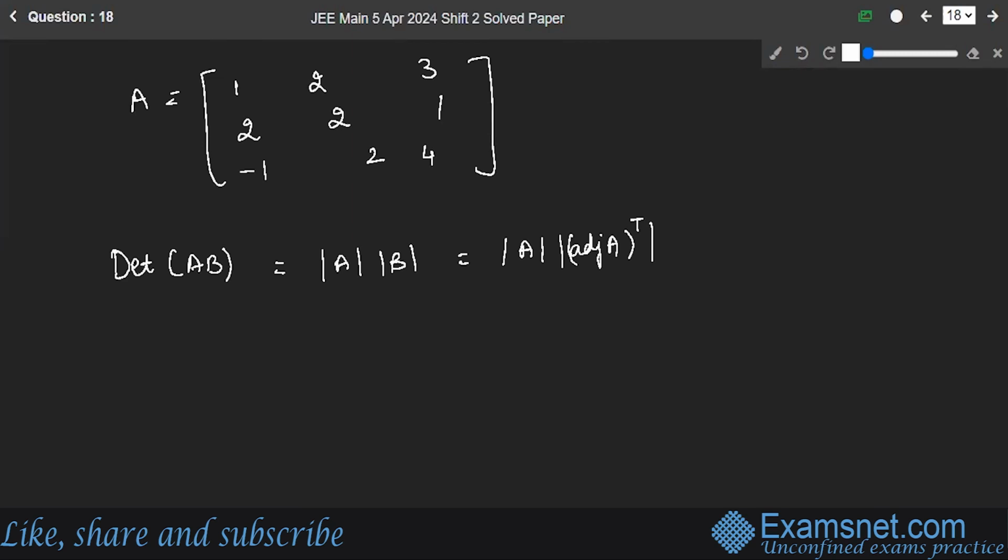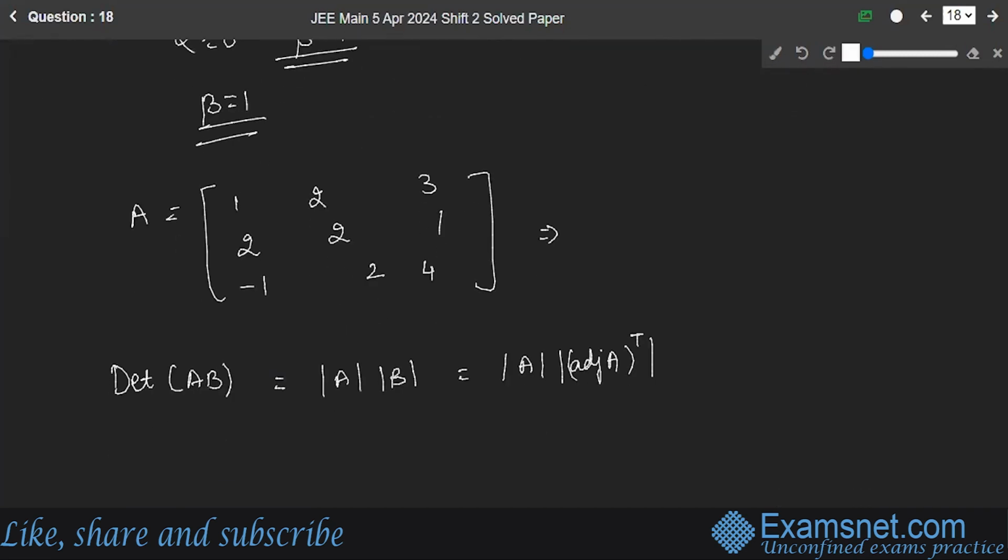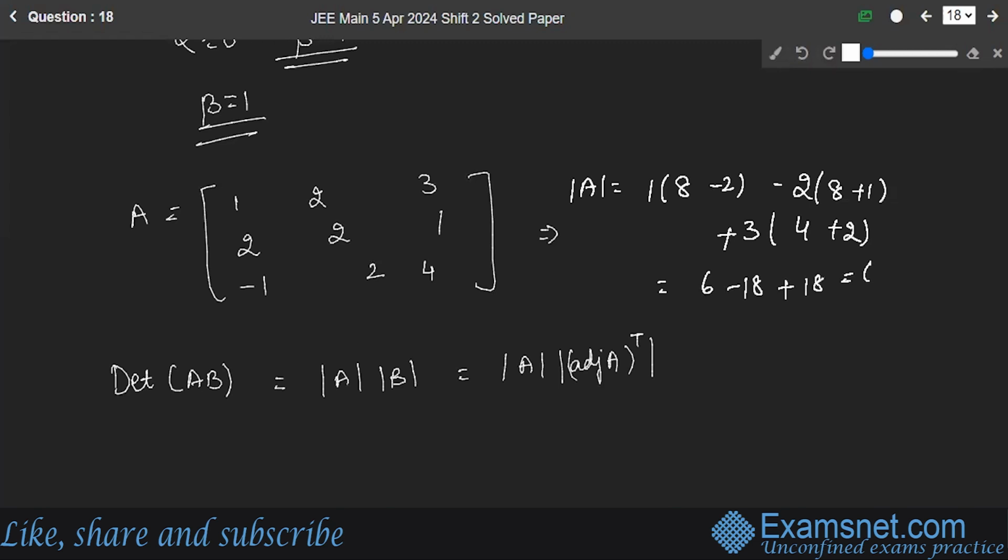Let's find out the determinant of A. The determinant of A will be given by 1 into 8 minus 2 into 8 plus 1, plus 3 into 4 plus 2. This will be 6 and minus 18, 6 and 18. So this will be equal to 6.